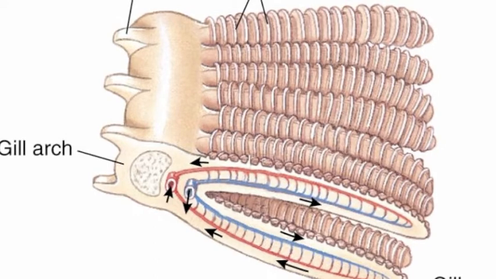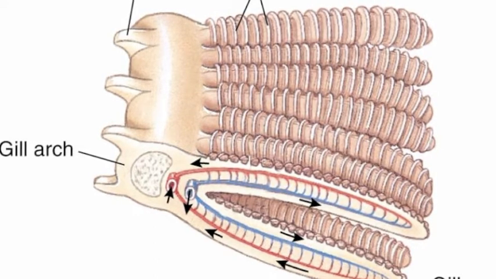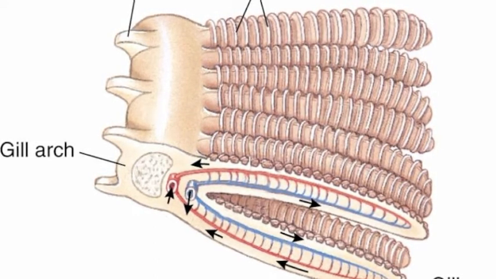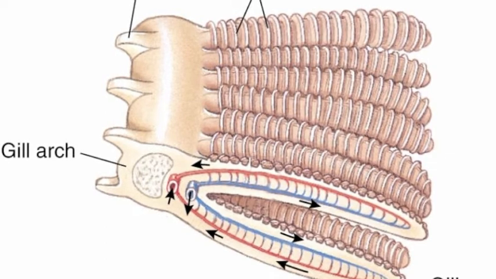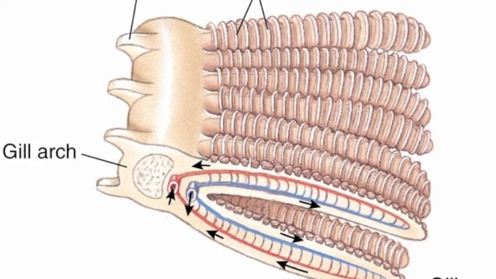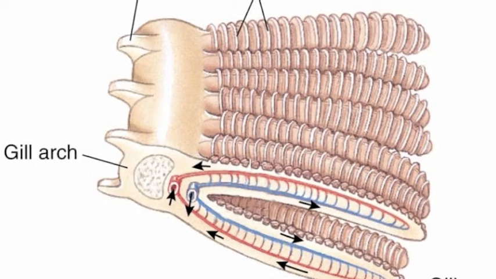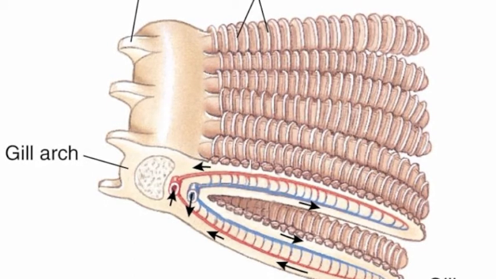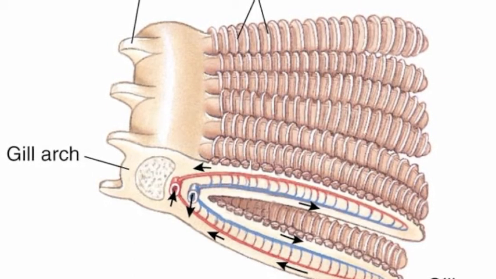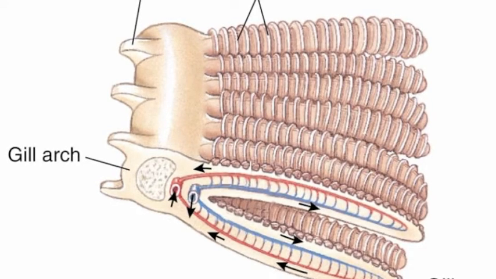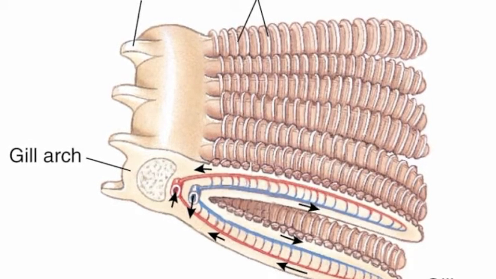The surface area of gills is greatly increased by laminae, and the flow of water through them is in the direction opposite to that of the blood. Once oxygen enters the blood, it is carried through the body by hemoglobin, a red protein that gives blood its characteristic color.